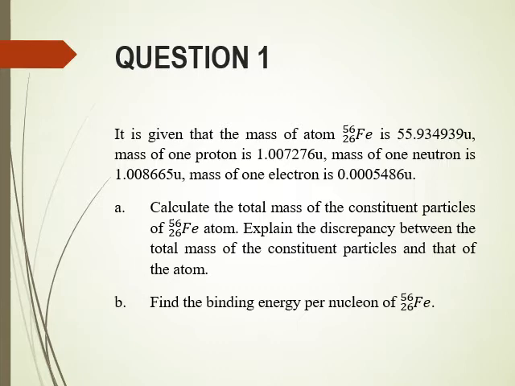A. Calculate the total mass of the constituent particles of the Fe atom. Explain the discrepancy between the total mass of the constituent particles and that of the atom. B. Find the binding energy per nucleon of the ferrum atom.